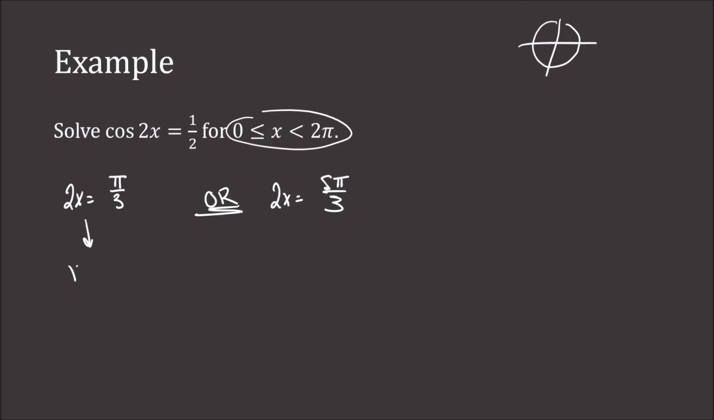Now, this one will lead us to x being pi over 6. This one here would lead us to x being 5 pi over 6. However, we're not done. Remember, the period for cosine of 2x is pi. We want 0 to 2 pi, so we're actually looking at 2 full revolutions. This is only through 1 rotation. So we have to add pi to both of these.